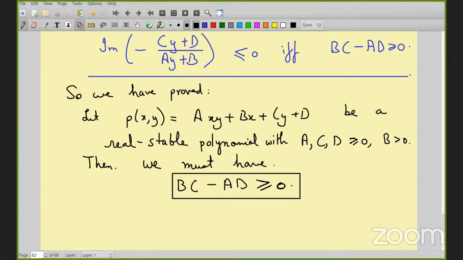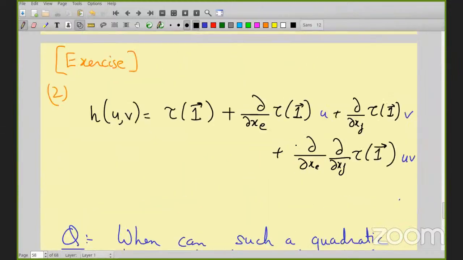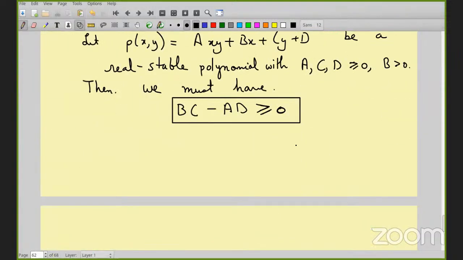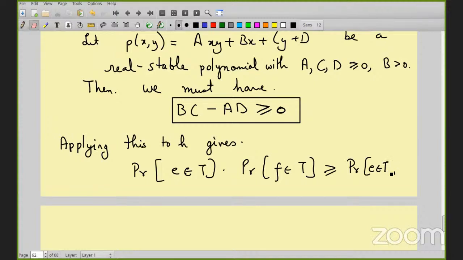But what is this BC minus AD? Is it bigger than AD in our setting? So applying this to H, H gives the probability of E times the probability. Okay, so we have the proof of the.